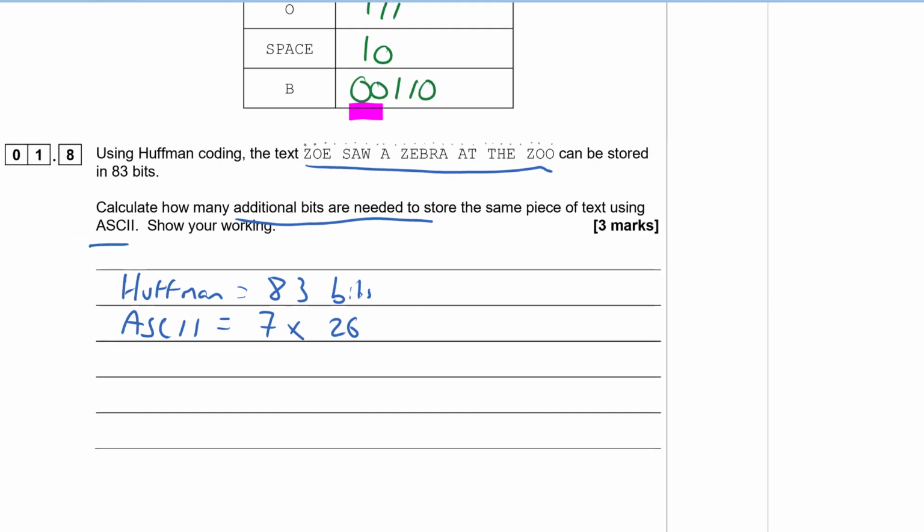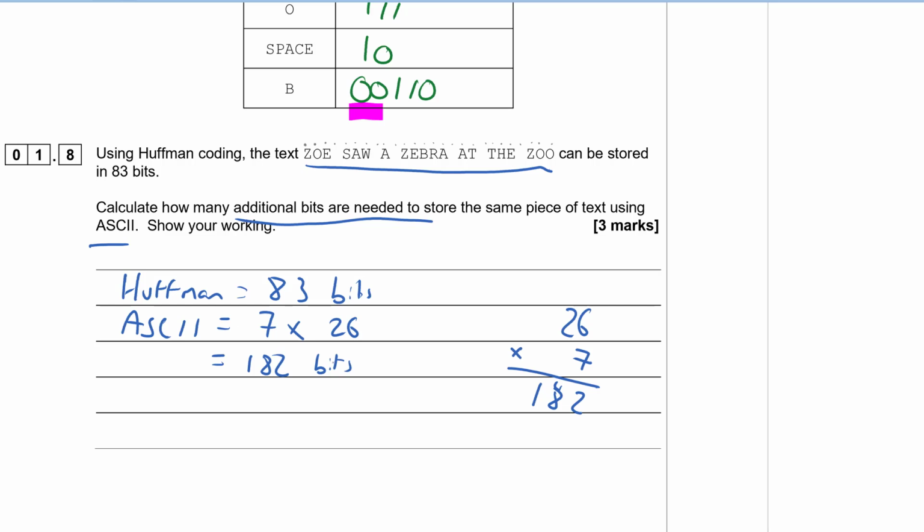Now we've got to multiply these together. Now I can't do that in my head. I'm not going to embarrass myself doing so. Always be cautious in the exam is my tip. So 7 times 6 is 42. 2 times 7 is 14, plus 4 gives 182. So therefore ASCII takes up 182 bits.